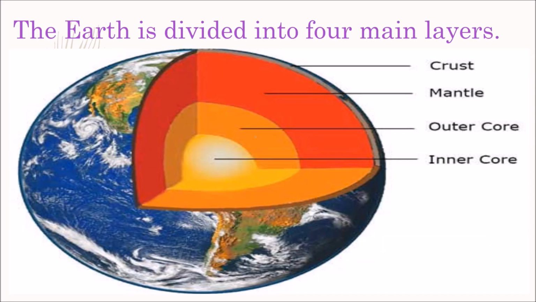The earth is divided into 4 main layers like crust, mantle, outer core and inner core. Here we can see the picture of layers of the earth.